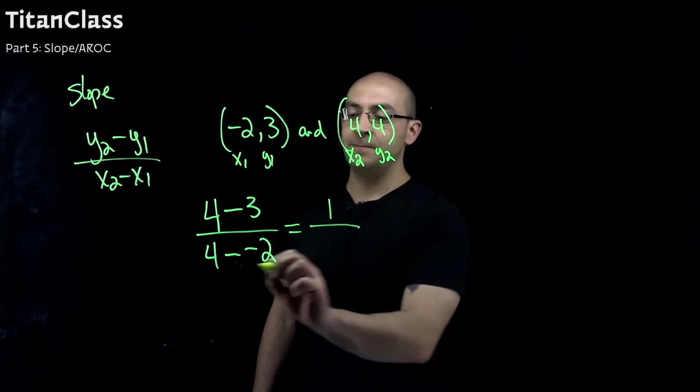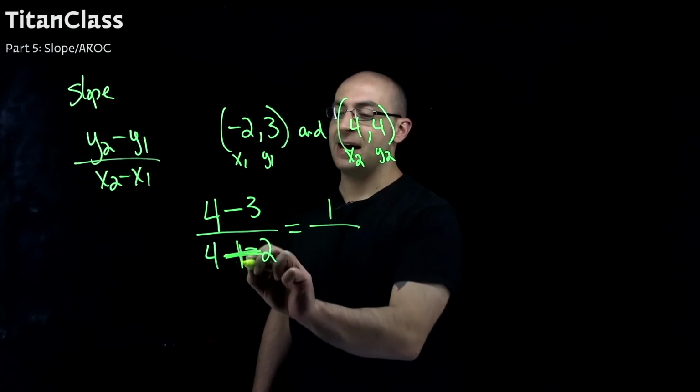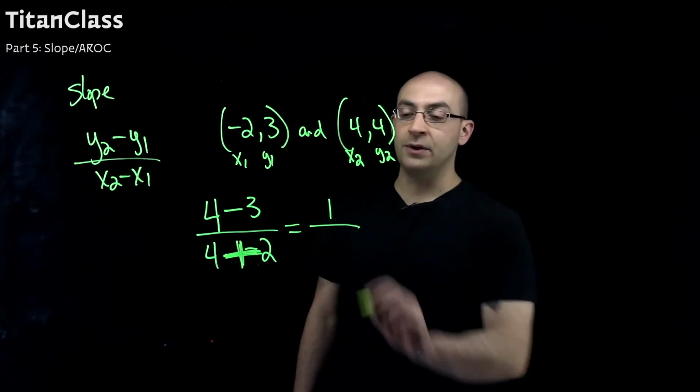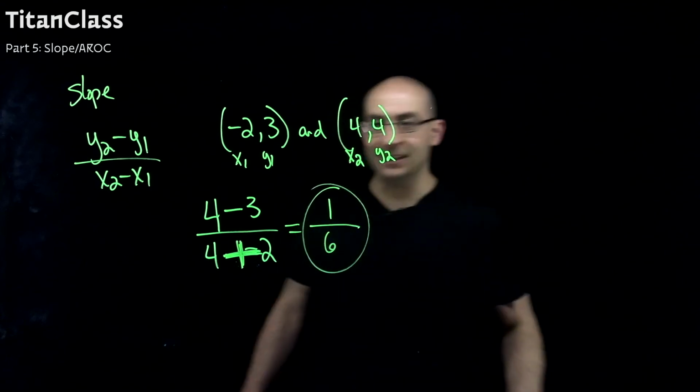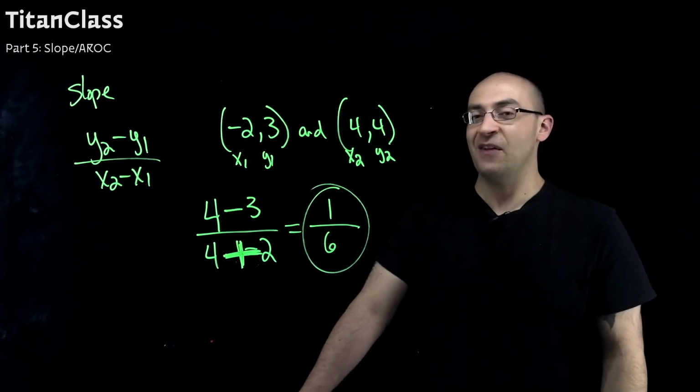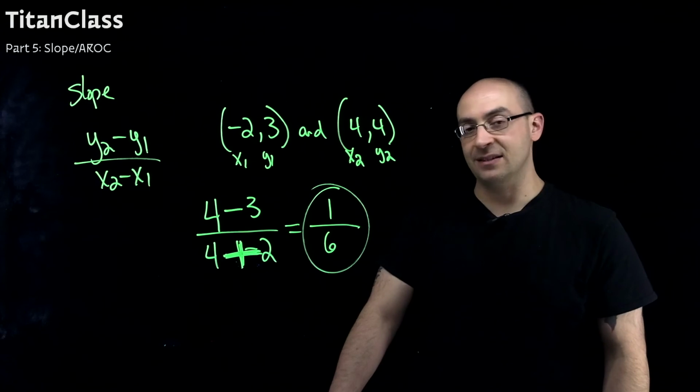4 minus 3 is 1, and 2 negatives make a positive. So it's going to be 1 over 6. Do not give your teacher a decimal. They don't want that. This is the answer, and that is the slope.